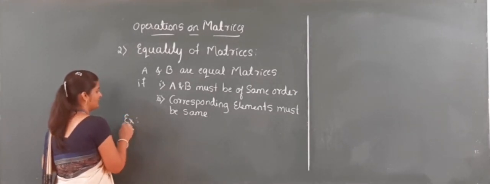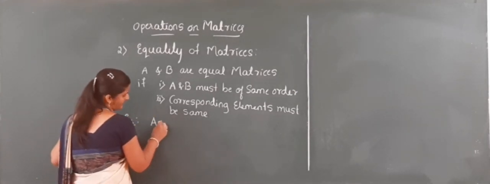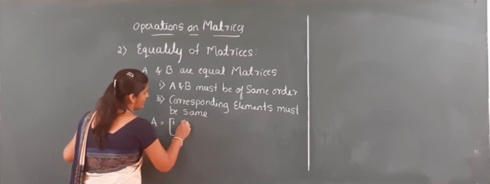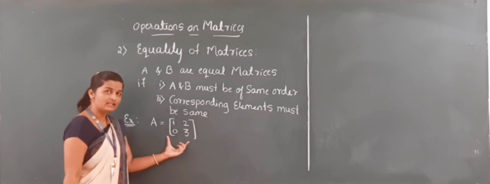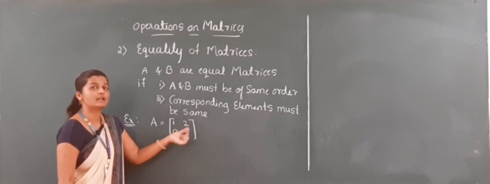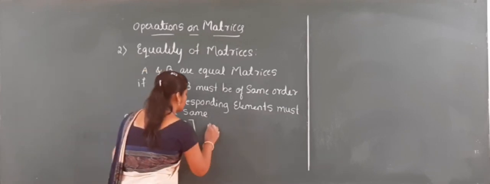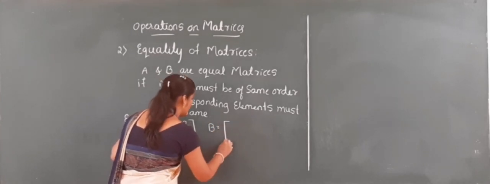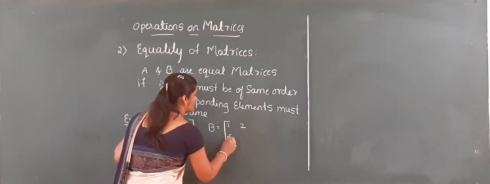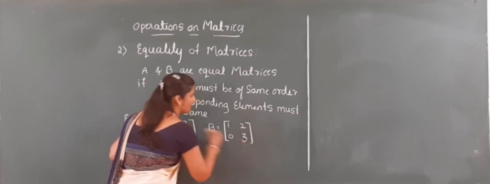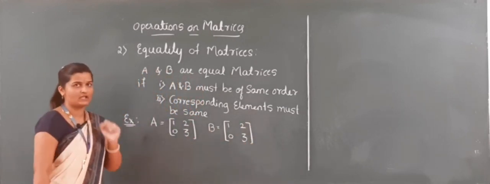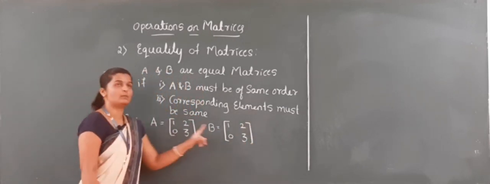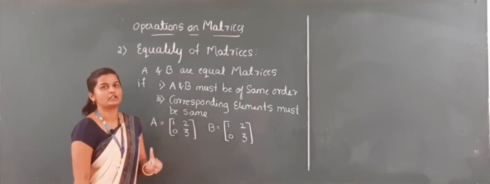For example, I will take one matrix as A, 1 2 0 3. Okay, so for this matrix I have to write another equal matrix, that is B. I will write another matrix, that is 1 2 0 3. So now we have to check whether A and B are equal or not. To check whether A and B are equal, first condition is order must be same.